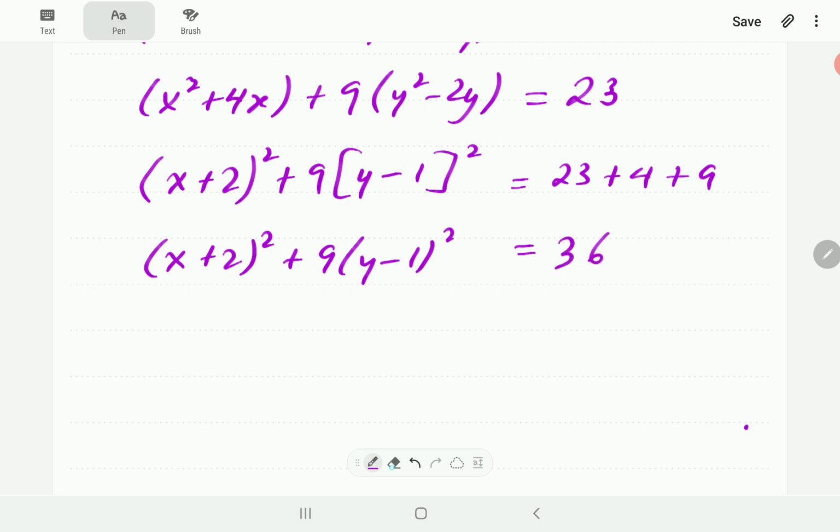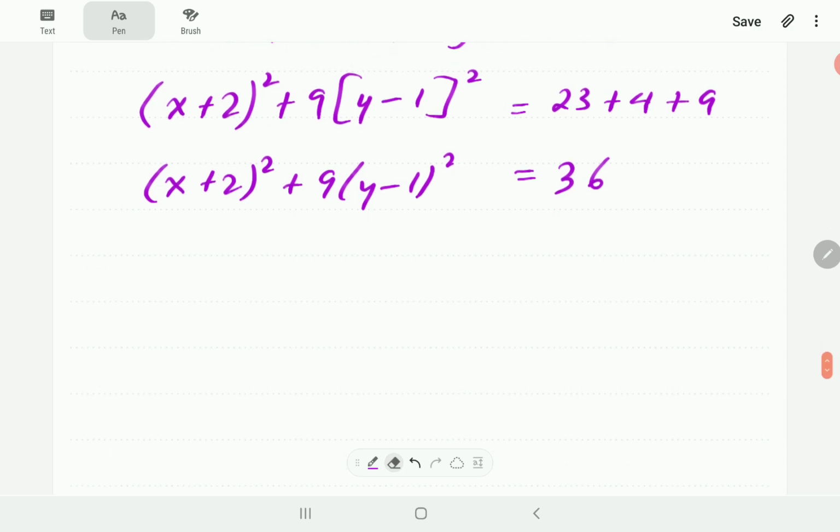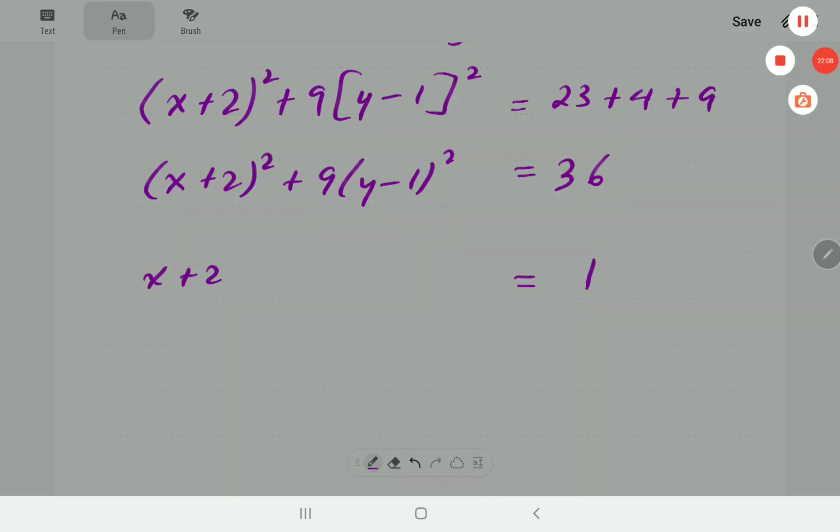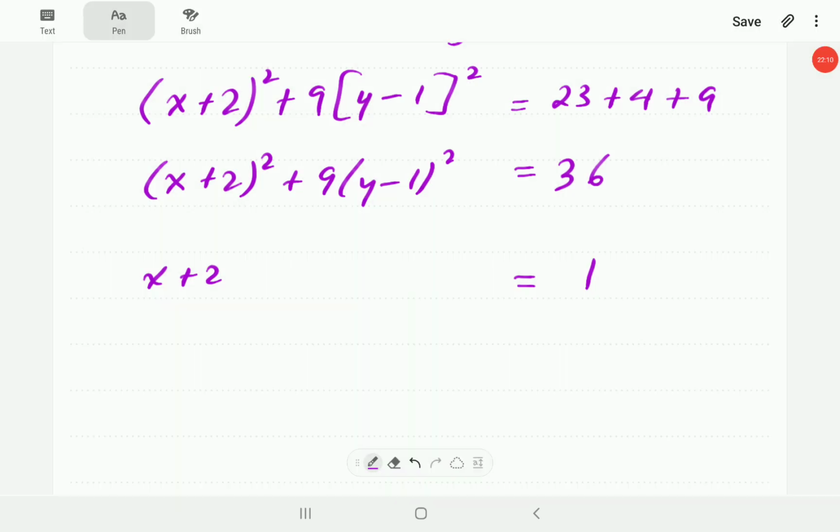Then we need the right hand side to be equal to 1. So we're going to divide everything by 36. So we're going to have x plus 2 squared over 36. Then this one is going to be y minus 1 squared all over 4.